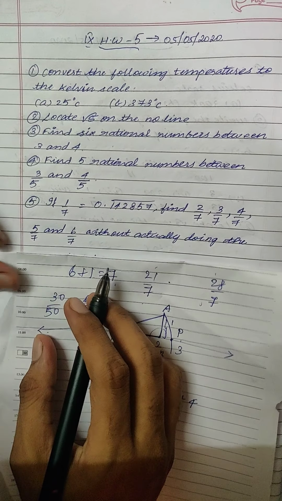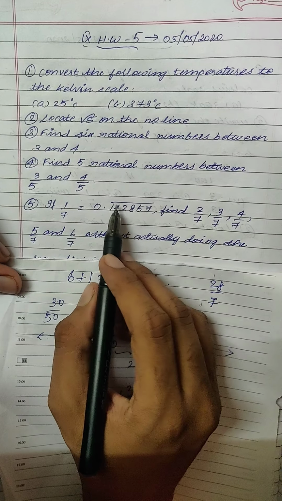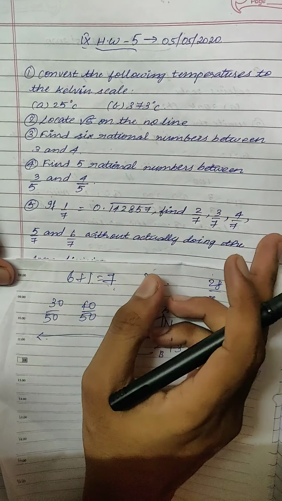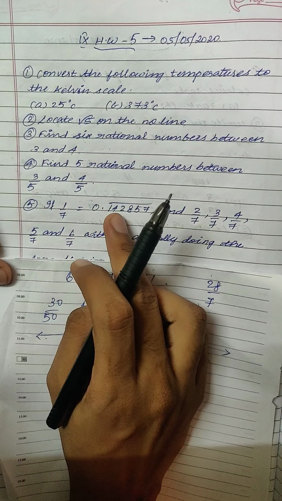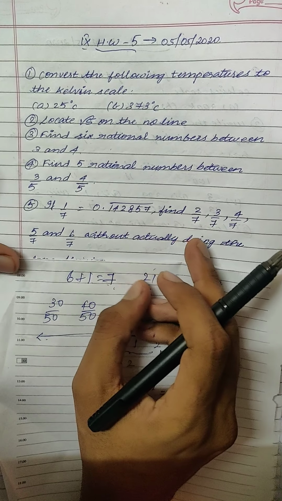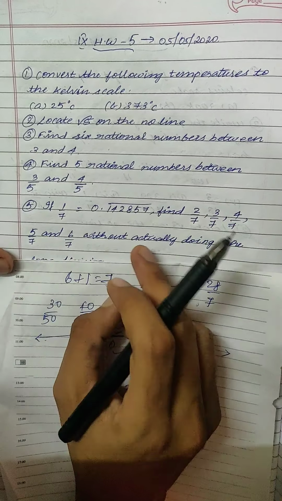And fifth question is, they have given the value of 1 by 7 as 0.142857 the whole bar. Whole bar represents it is going to keep repeating. It means it is 0.142857, 142857 and so on. So you have to find 2 by 7, 3 by 7, 4 by 7, 5 by 7, 6 by 7 without doing the long division. You should not do 2 by 7 like this. Without that you should find.